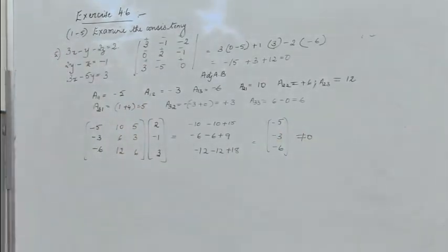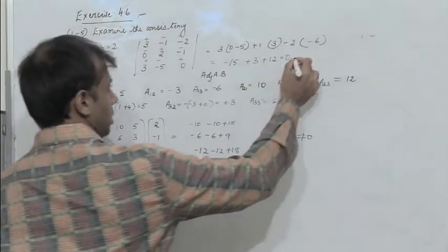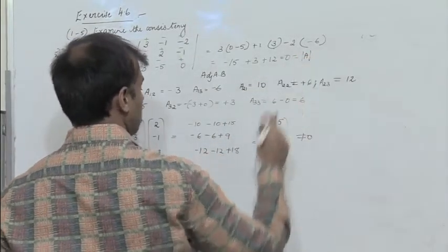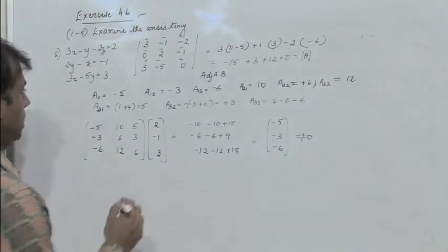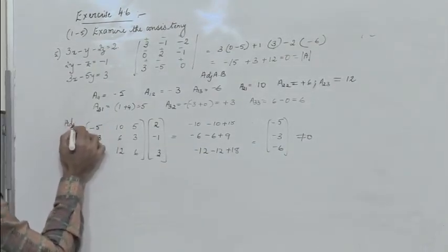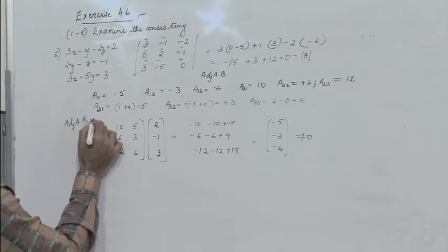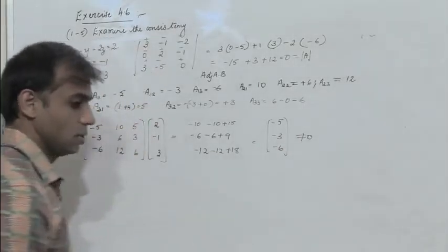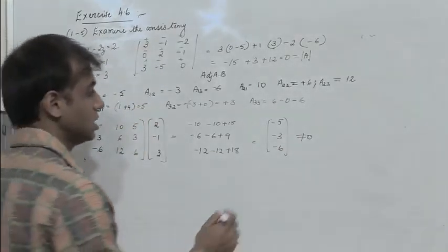So we have two conditions here. Determinant A is equal to 0 and adjoint A into B. So this is adjoint A into B is definitely not equal to 0. So therefore the system is inconsistent.